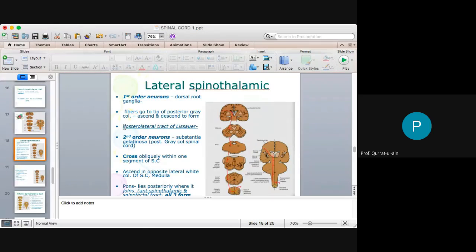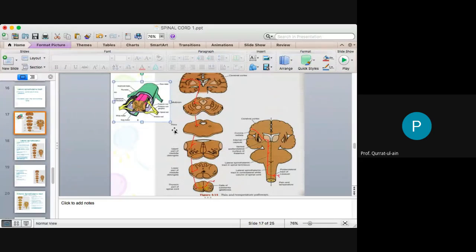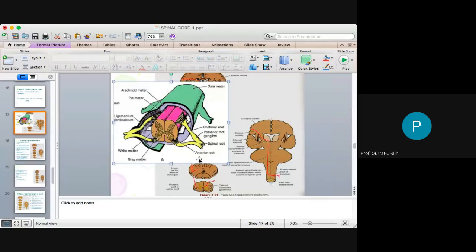And this is another important point that I have not told you yet: when the fibers reach here in the posterior horn, in this diagram, just watch here. When the fibers reach here, as I said, they will relay in the substantia gelatinosa and then they cross over like this. But some fibers, when they reach the tip here, ascend and descend. These ascending and descending fibers form another tract known as the posterolateral tract of Lissauer.